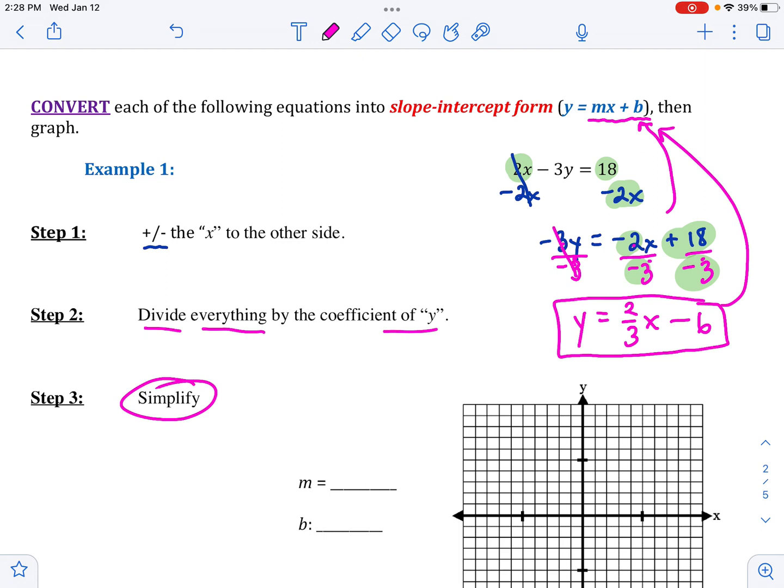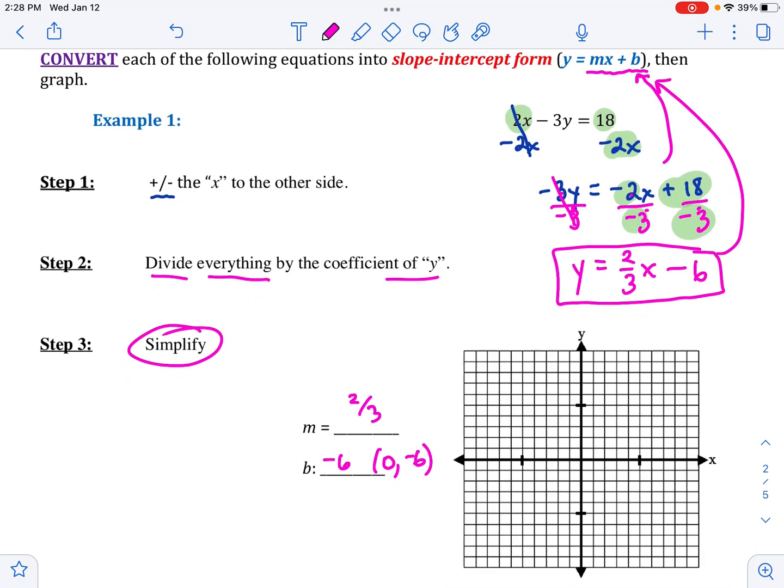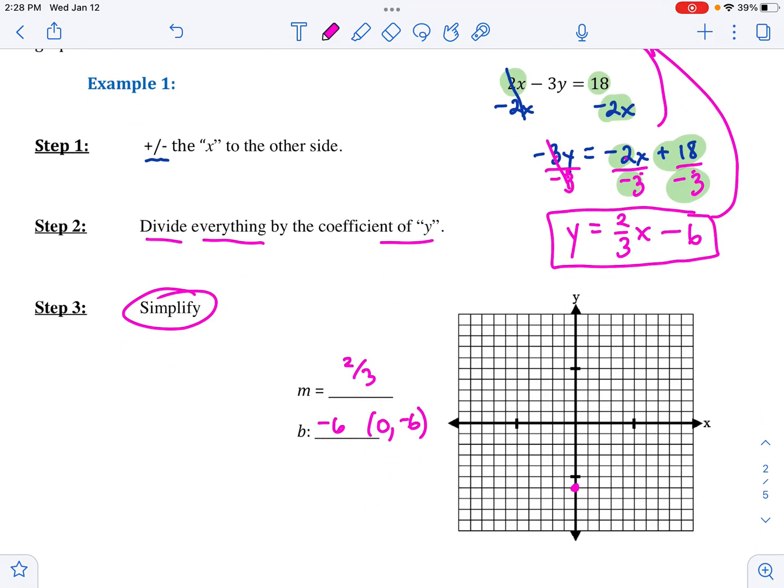Okay? So now I can identify my m as 2/3. And I can identify my b as -6, or 0, -6, which means that I can now graph my point at 0, -6, go up 2/3, up 2/3, up 2/3, and I can connect and form a line.